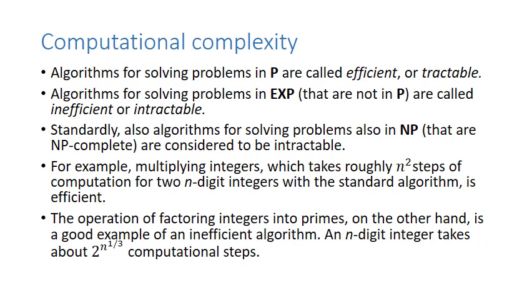So for example, multiplying integers, which takes roughly n squared steps of computation for two n-digit integers with the standard algorithm, is considered to be efficient. Whereas the operation of factoring integers into primes is a good example of an inefficient algorithm. An n-digit integer takes about 2 to the power of the cubic root of n computational steps.